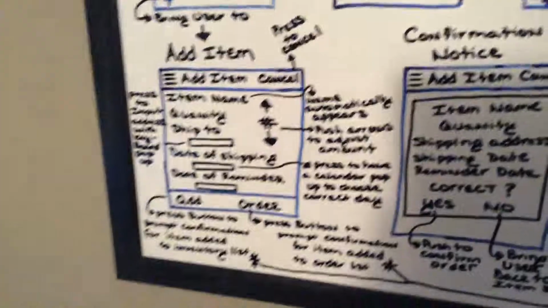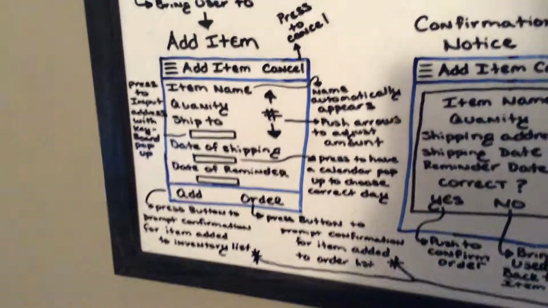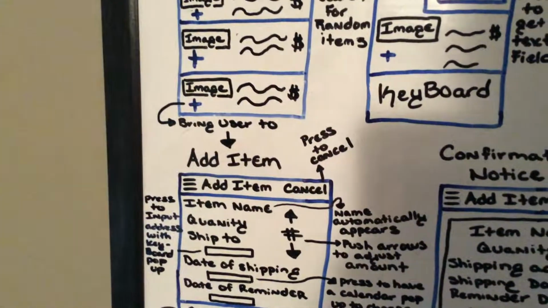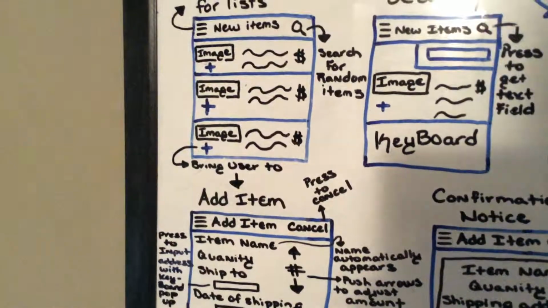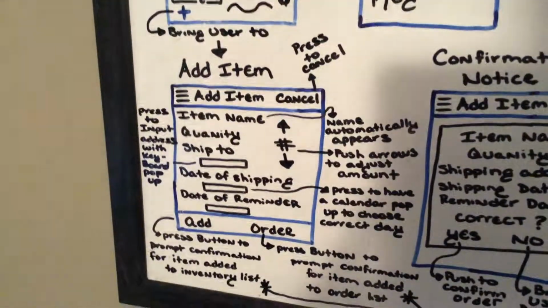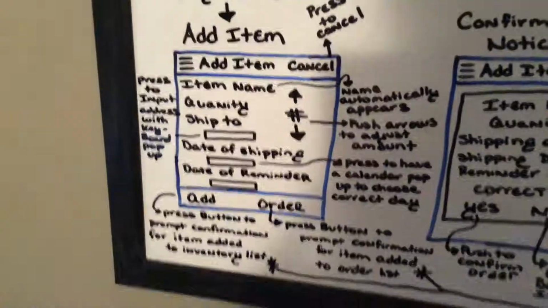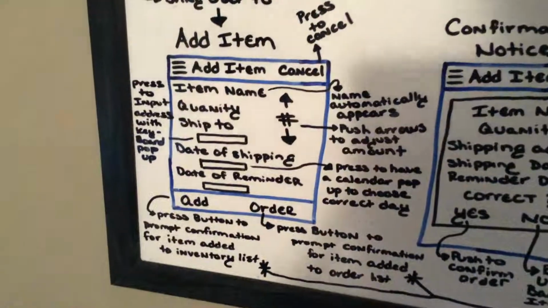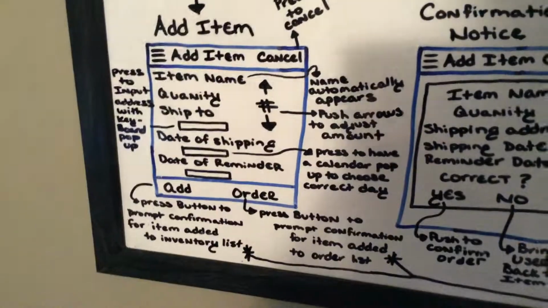As you can see, besides the cancel button, you already have the item name automatically appearing because you have already picked it from the table view of the new item list. Therefore that is already there and the user doesn't need to fill that out. So that's pretty cool and accommodating. The quantity you have to put in because everybody needs to know how much you want. The shipping address needs to be put in.